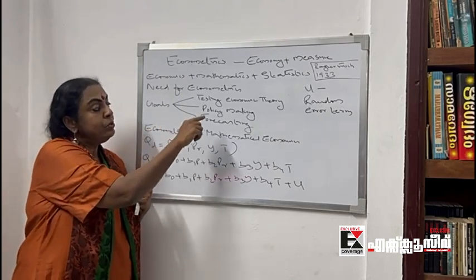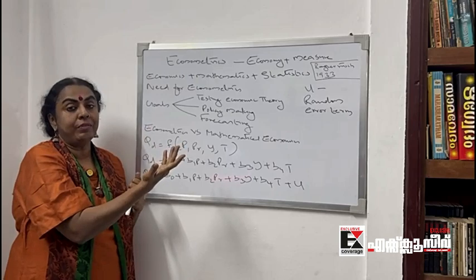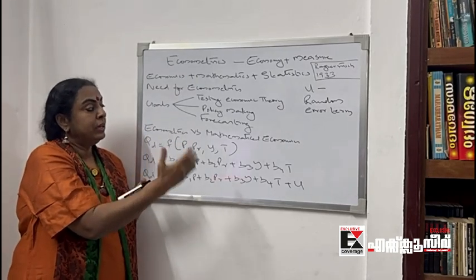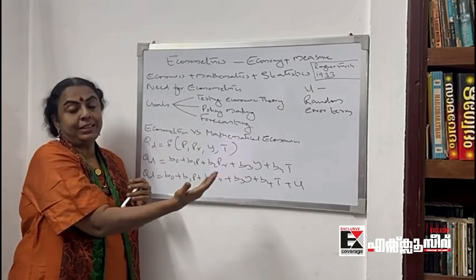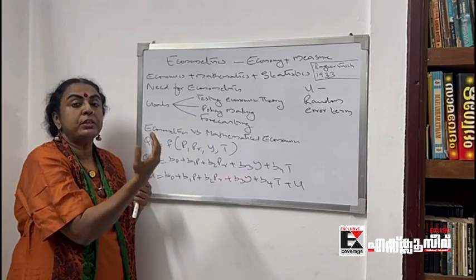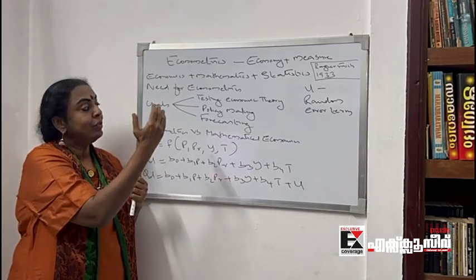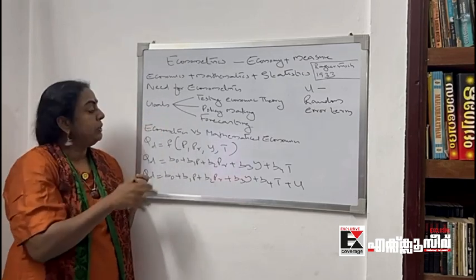It is also used in forecasting events, for finding out what the population is. The current population is this much. What is the population in 2030, or what is the growth rate in 2030? All this can be extrapolated using the available data. So for testing economic theory, for policy making, and for forecasting, econometrics can be used.